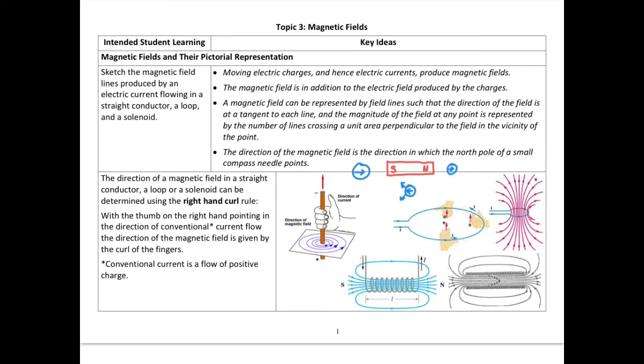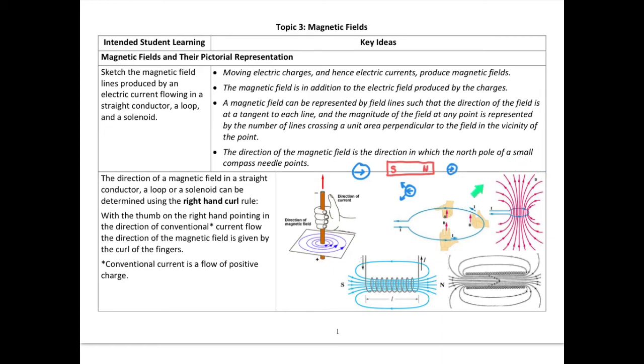Now, if you point your thumb in the direction of the current, the curl of the fingers shows the direction of the magnetic field. So you can see these lines here in blue show the direction of the magnetic field. So in this case, it would be anti-clockwise.